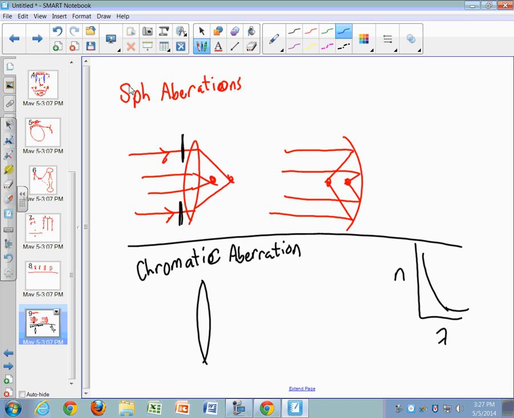All right, so on this end, what's this, the long wavelength? This is red, this is blue. All right, so our red light has a high index of refraction, so it's going to bend a lot. And the blue light has a low index of refraction, so it's not going to bend as much. So it'll look like that. So your red image and your blue image appears separately at different focal points.